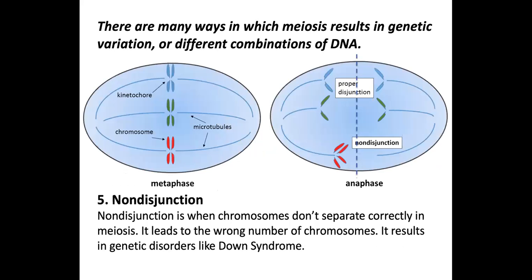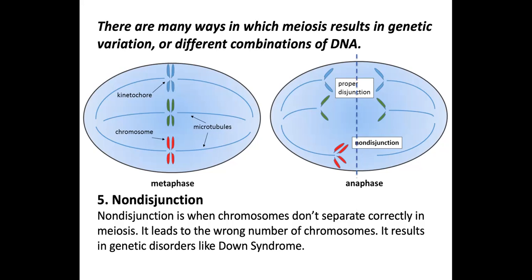Okay, last, and this also gets into karyotyping, is non-disjunction. This is another big term. We need to make sure that we know this term and we understand this term. So non-disjunction happens when chromosomes don't separate correctly. And this happens during meiosis. So this leads to the wrong number of chromosomes.